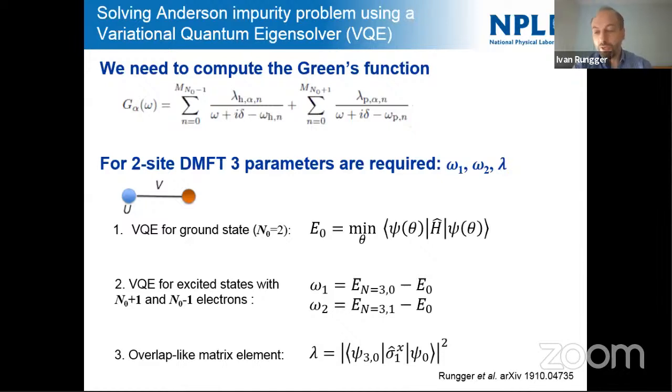Maybe just before continuing, just a note on scalability. Obviously, ideally, we want to scale this up to bigger systems from the two sites. Well, let's look at the 3 steps. The first step will be as scalable as VQEs in general. So all the effort that people do on developing VQE for bigger systems, we can just use it and then get the ground state energy and the wave function of the ground state. So hopefully, a lot of progress is made in that direction.